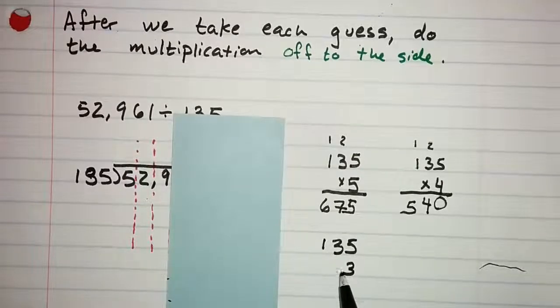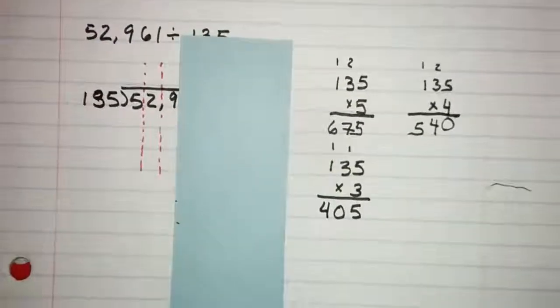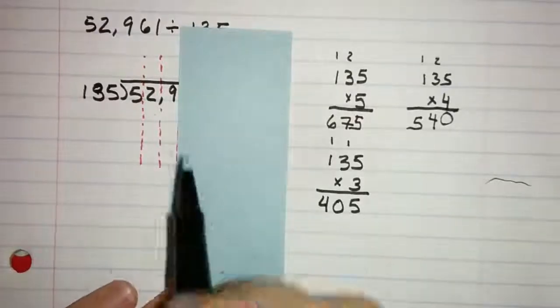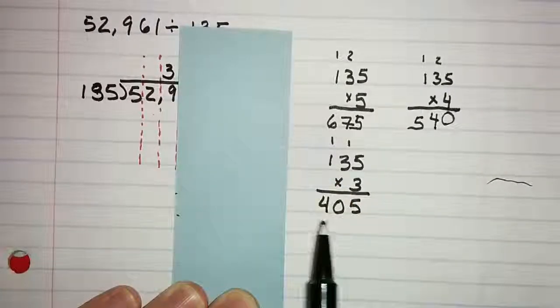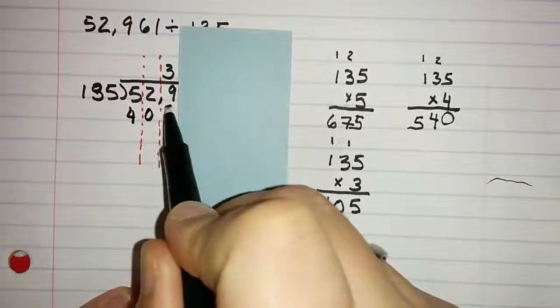135 times 3. 3 times 5 is 15. 3 times 3 is 9. Add in another 1, I get 10. 3 times 1 is 3, plus 1 is 4. I get 405. That's way less than 529, right? Maybe I made a mistake in this multiplication. Let's see. So my guess is going to be 3. 3 times 135 is 405.